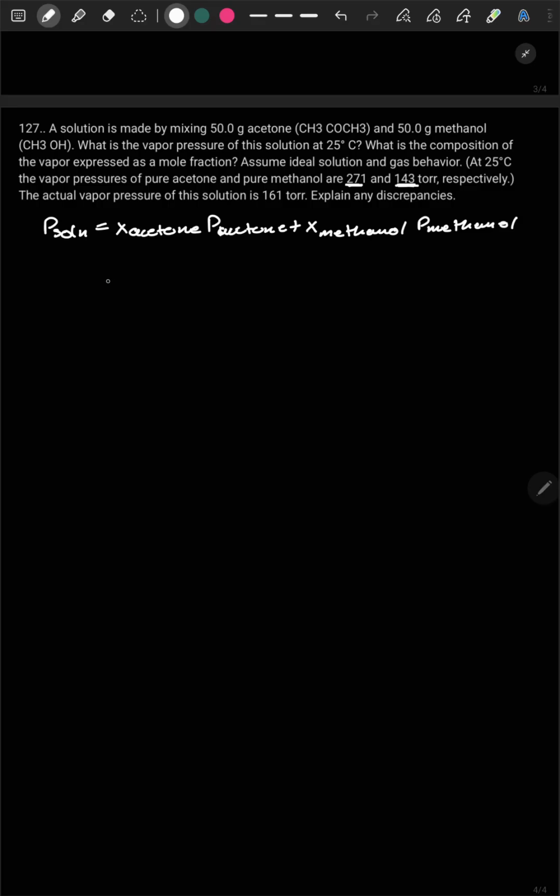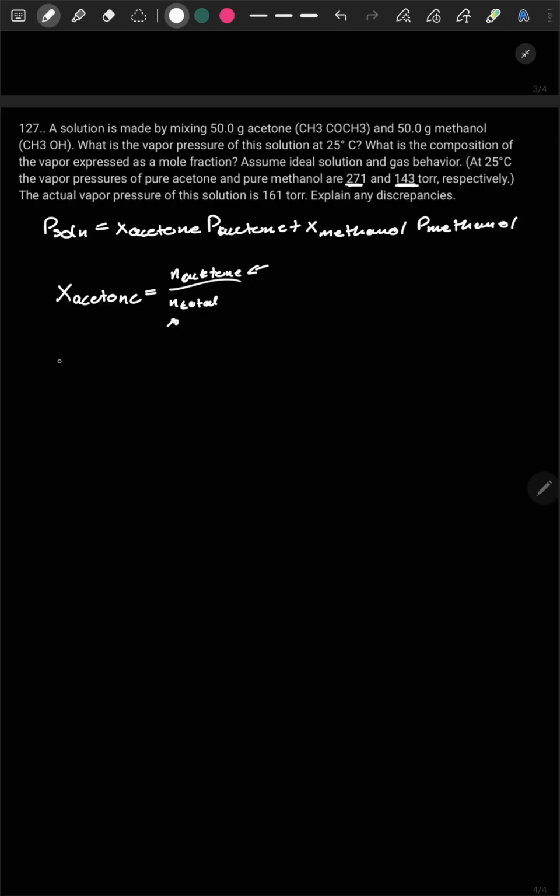So how many grams per mole is acetone? Or let's get a mole fraction for both. So we know that a mole fraction, in this case for acetone, would be equal to the moles of acetone over the molar total. Well, we don't know this and we don't know this, but we can find both of them actually.